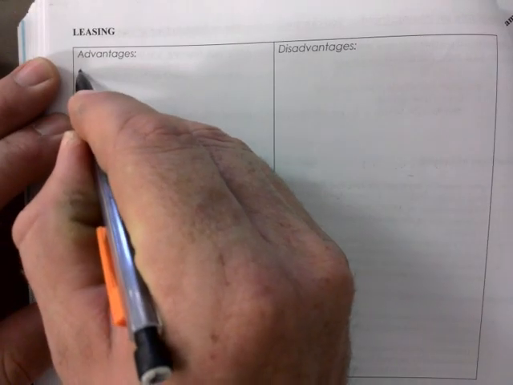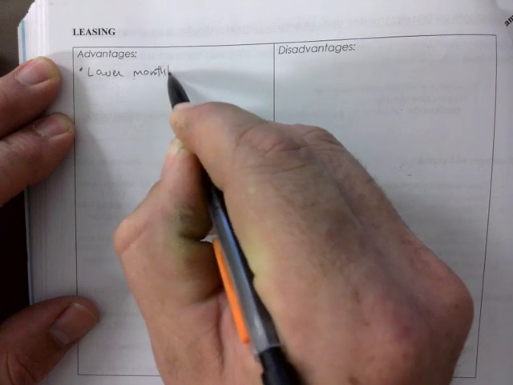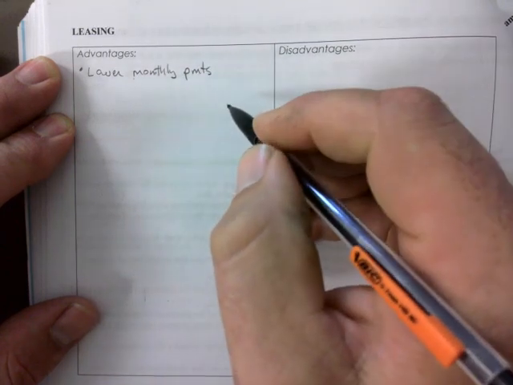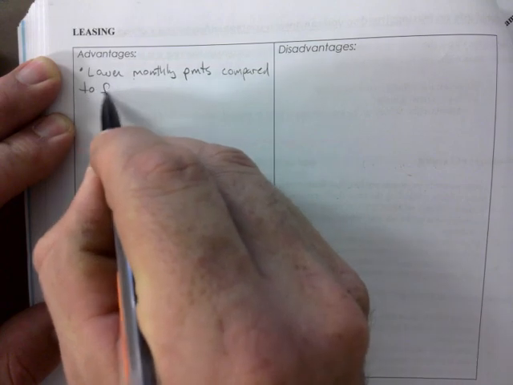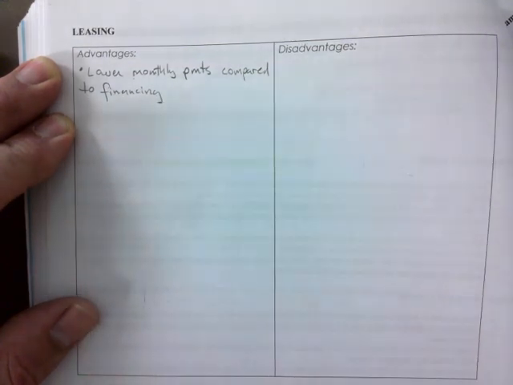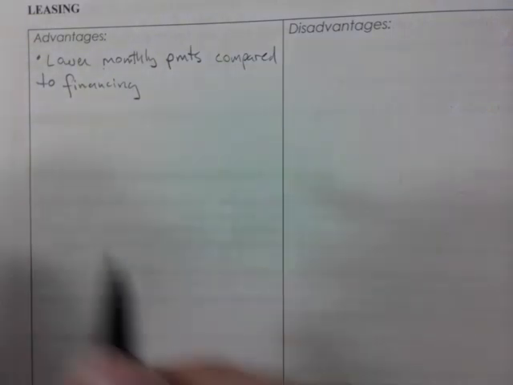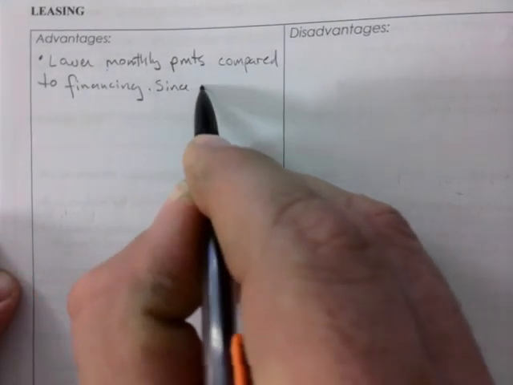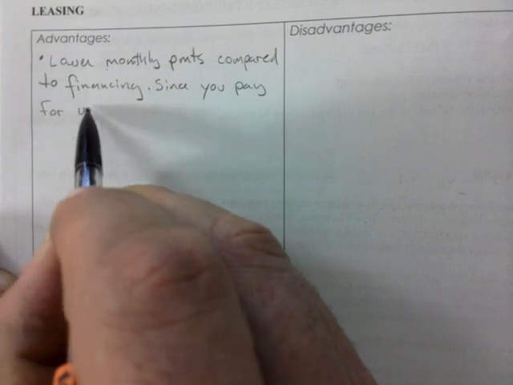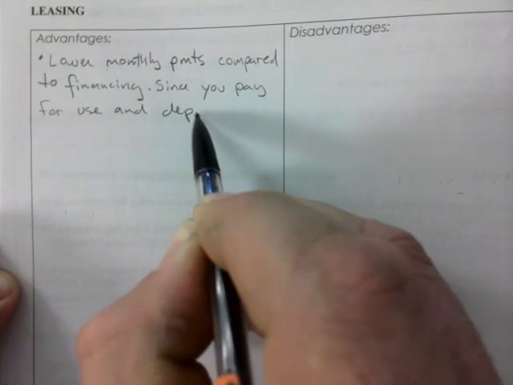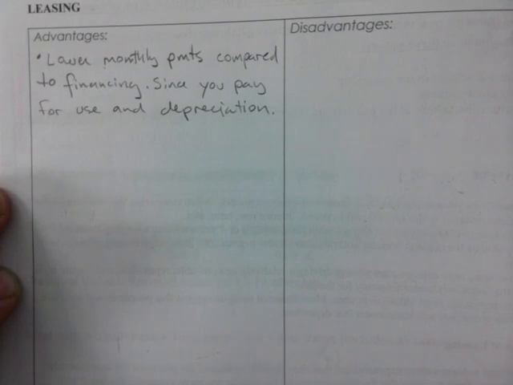And here's the advantage of leasing. Compared to a loan, it has lower monthly payments. Compared to financing, so this would be a bullet you could use particularly when talking versus financing, right? Since you only pay for use and depreciation, right? You're not paying for the entire vehicle when you're leasing.